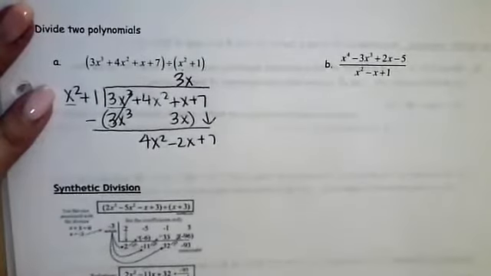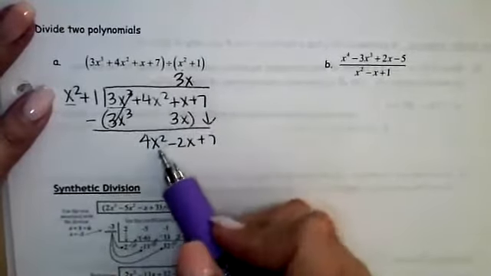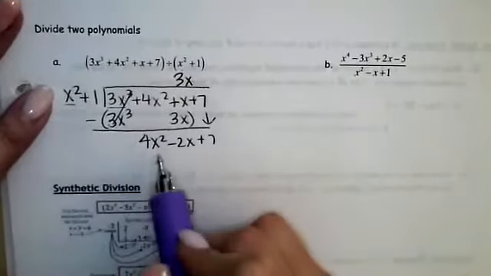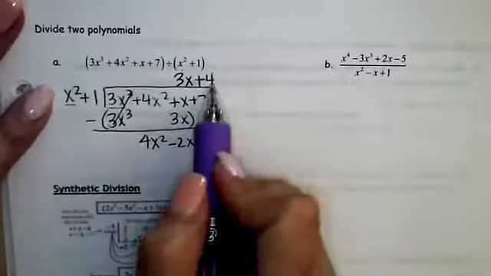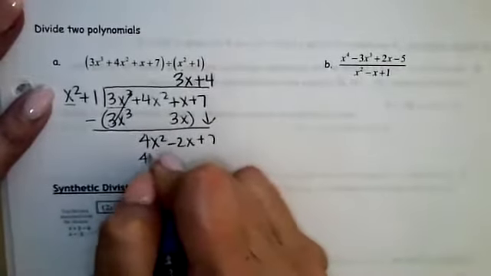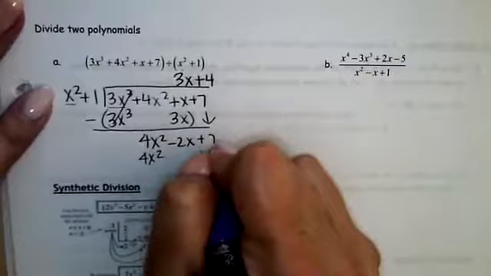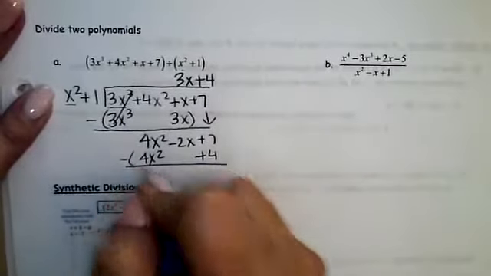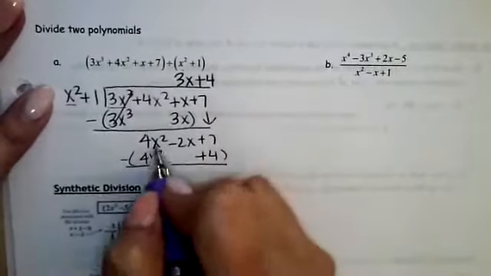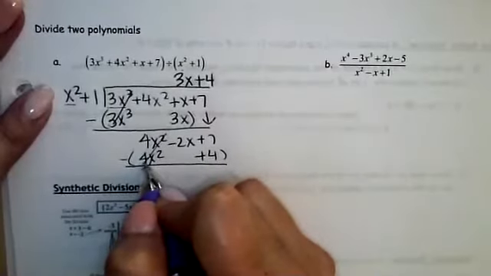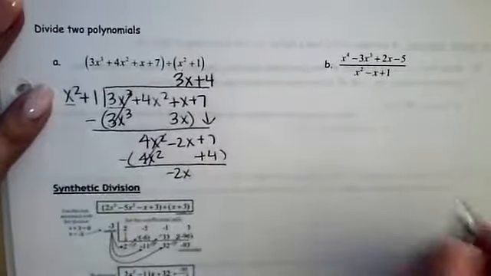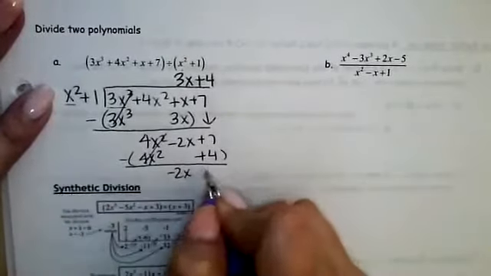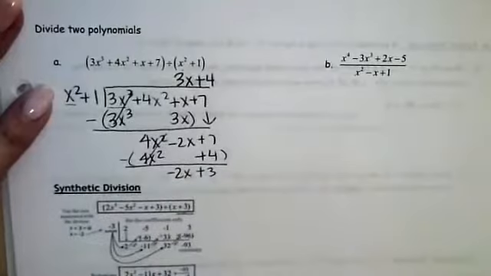So there's a lot of repetitiveness in this part. We take this first term and divide it by our first term. So 4x squared divided by x squared is 4. I then take that 4 and multiply it here and I get 4x squared times 4. 4x squared minus 4x squared is 0, so this goes away. Negative 2x minus nothing is negative 2x, and 7 minus 4 is 3. We would then start the process all over again.